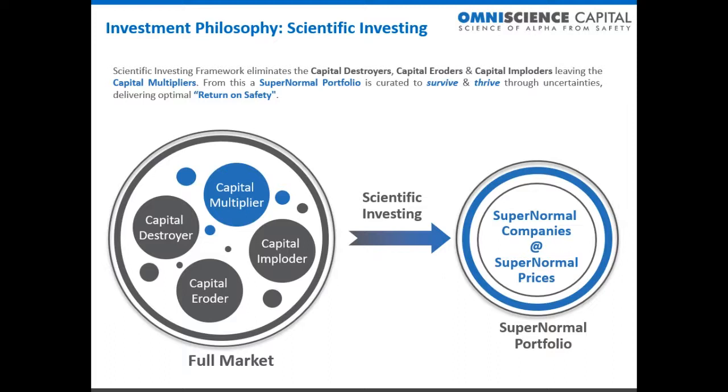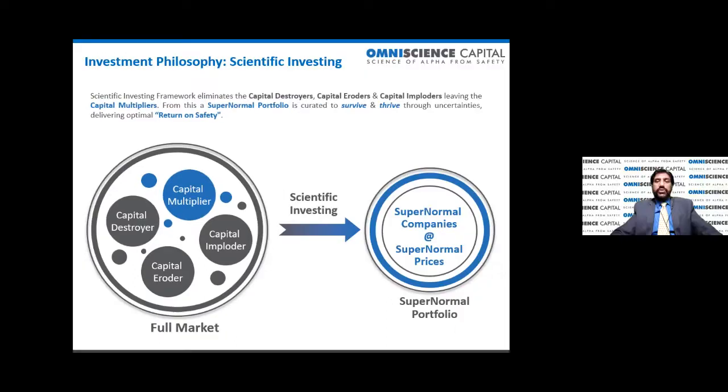Supernormal companies have strong balance sheets, are cash rich, with large profits, large cash flows, good return on capital, and large growth opportunities typically, and are available at a discount to intrinsic value, a significant discount to conservatively estimated intrinsic value. That means supernormal prices. So this is the kind of companies we search from, the capital multipliers, and create a portfolio called the supernormal portfolio. I can't spend more time than this today because that's not the agenda.